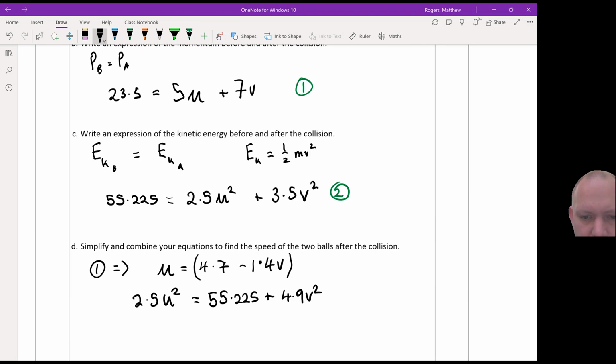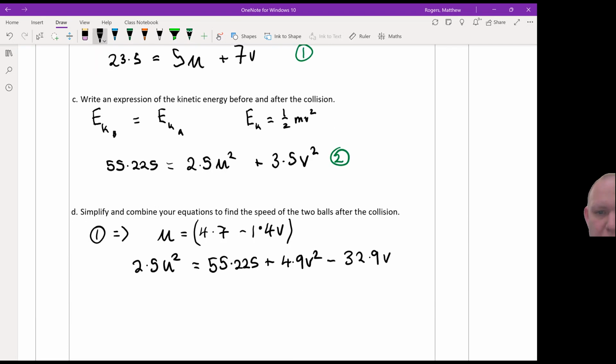And then we've got our two sort of cross multiplying terms. So 4.7 times minus 1.4 in the other bracket, and then the other pair as well, minus 1.4 times 4.7. So we're going to do 4.7 times 1.4 times 2 times the 2.5 that we have over here, which is 32.9v. So now we've got the value of 2.5u squared. We can put this in to equation number 2. So we're going to take this and feed it into equation number 2.